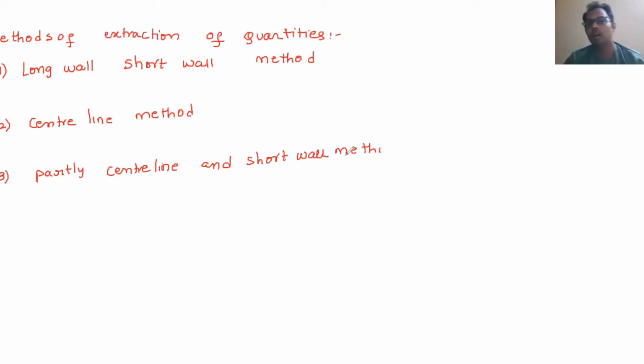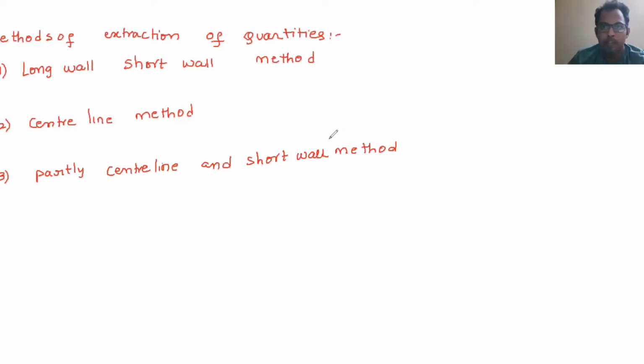Now see, these are the three basic methods we generally use for regular, symmetric structures, regular structural components. Sometimes these methods may not be applicable. In that case, what we generally do is take the cross-sectional areas.